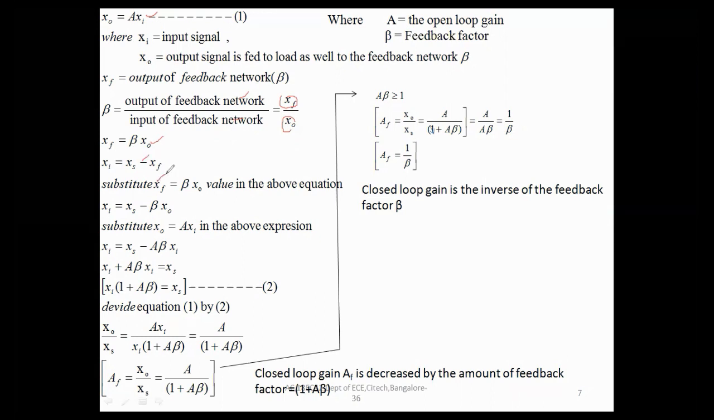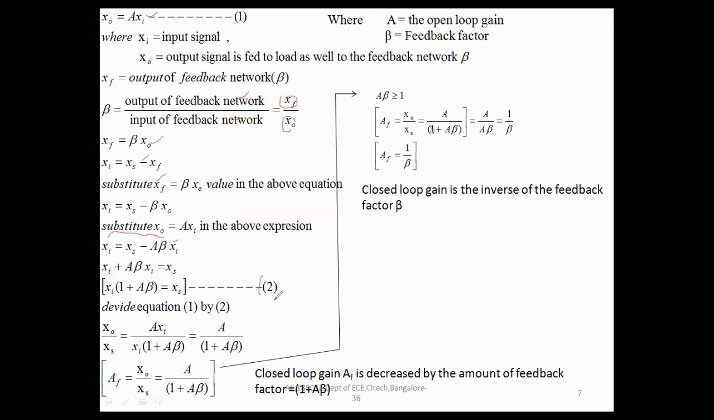Substitute Xf equal to beta X naught in this expression. We get Xi equal to Xs minus beta times X naught. Then X naught equal to A times Xi; if we substitute in this expression, Xi equal to Xs minus A beta times Xi. Now take this term to the left hand side of the expression. This minus will become plus: Xi plus A beta times Xi equal to Xs. Take Xi common on the left hand side: Xi into (1 plus A beta) equal to Xs.